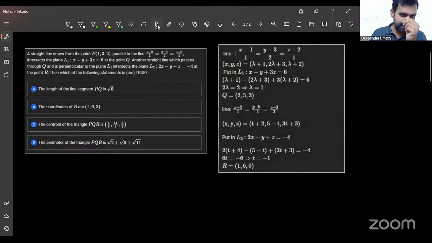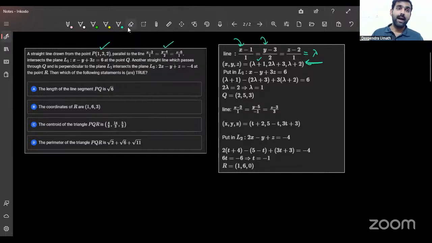First of all, you need to understand if you are given a line which is passing through 1, 3, 2, its equation will be (x minus 1), (y minus 3), and (z minus 2) upon the direction ratios. It was parallel to this line which had direction ratios 1, 2, and 1. So (x minus 1)/1, (y minus 3)/2, and (z minus 2)/1. If I put this equal to some constant, let's say lambda, then x will be lambda plus 1, y will be 2 lambda plus 3, and z will be lambda plus 2. So this is a random point lying on the line which is passing through P and parallel to this line. I hope this part is also very well understood by all of you.